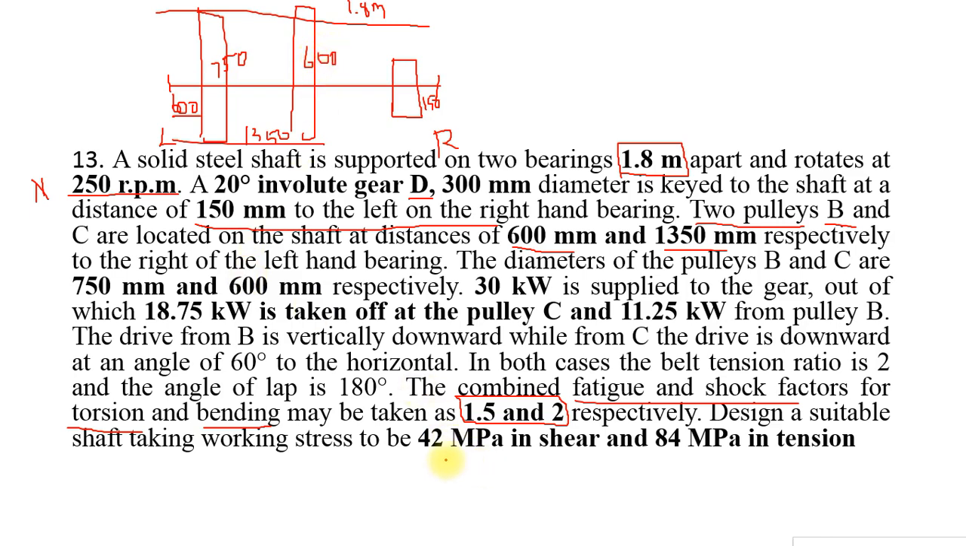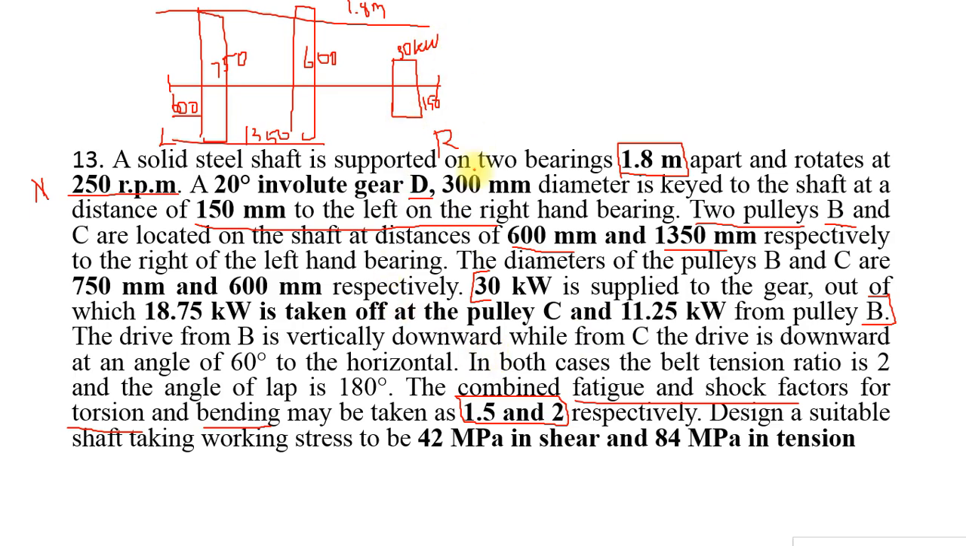Now this is one difference I have to tell you from our previous problem. Whenever we consider this type of shaft design, we always said the torque would be the same in all the cases, but here it is different. That is very, very important. So 30 kilowatt is supplied to the gear. This is the input power of 30 kilowatt. If power changes, automatically the torque also changes.